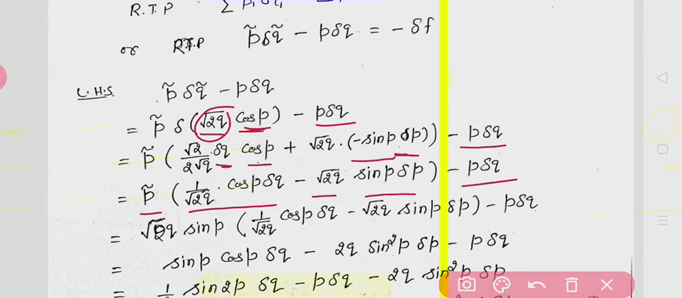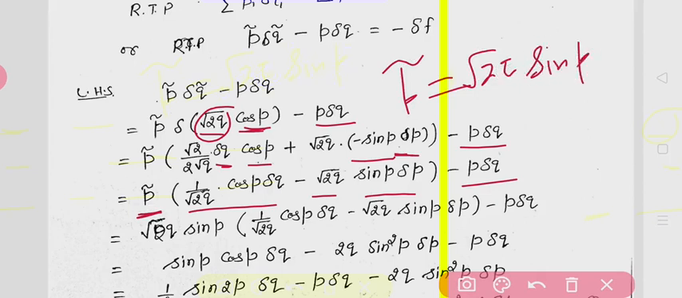Alright. Now you place the value of p tilde. It is given there that p tilde was root 2q sin p. So I place the value over here. When I place the value, you just multiply inside the bracket. You will get sin p cos p delta q minus 2q sin square p delta p minus p delta q.